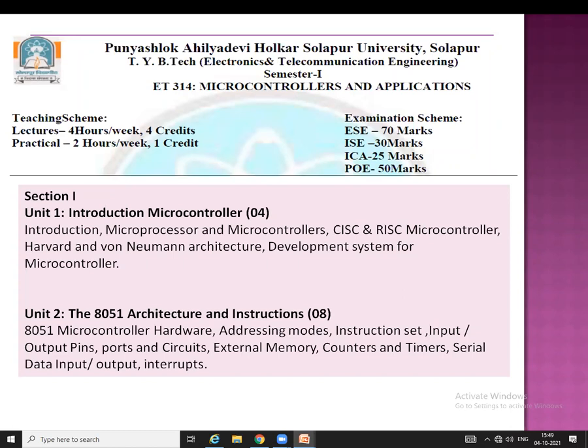In section one, there are four units, and in section two, four units, so 8 units we have to cover. The first unit is introduction to microcontroller. 4 hours have been allotted to complete this. What we are going to learn in this is the introduction, the difference between microprocessor and controller, then what are CISC and RISC controllers, what is Harvard and Von Neumann architecture, and the development system for this microcontroller.